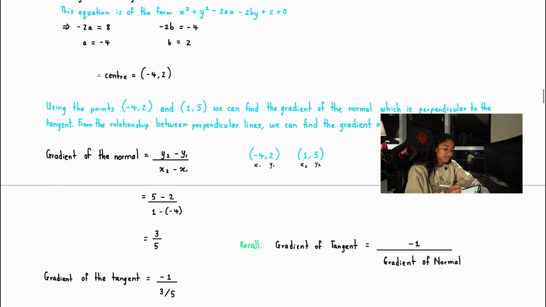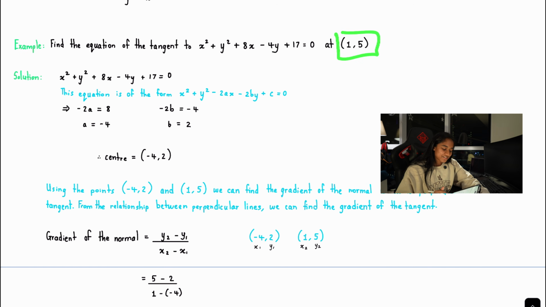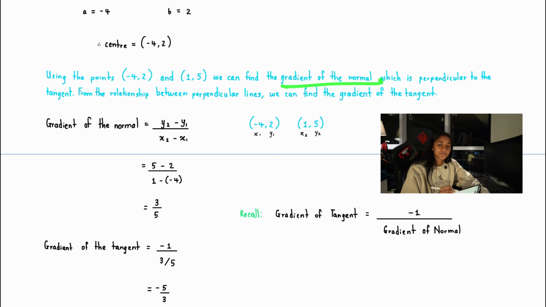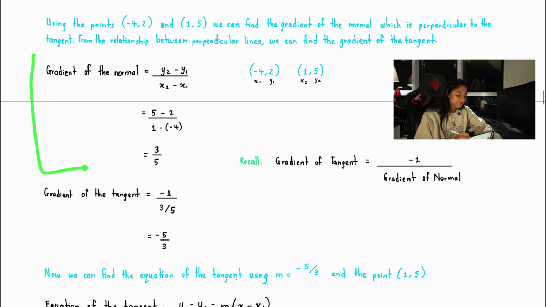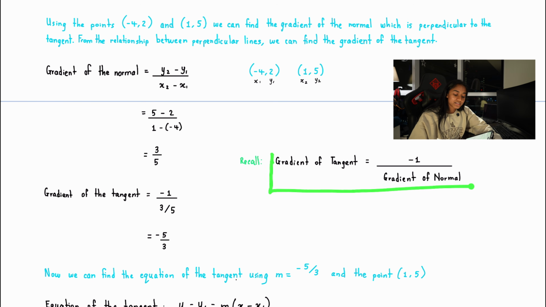So using the points minus 4, 2 and 1, 5, where we get 1, 5 from the question. So we have 1, 5. We can find the gradient of the normal. Remember, we needed 2 points to find the gradient, and now we could find the gradient of the normal, which is perpendicular to the tangent. Remember the relationship between perpendicular lines, from which we can find the gradient of the tangent. But let's find the gradient of the normal first. Then, using the gradient of the normal, we can find the gradient of the tangent, because we need to recall that the gradient of the tangent is just equal to minus 1 over the gradient of the normal.